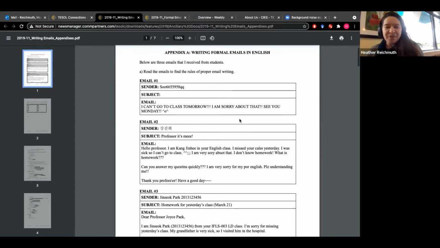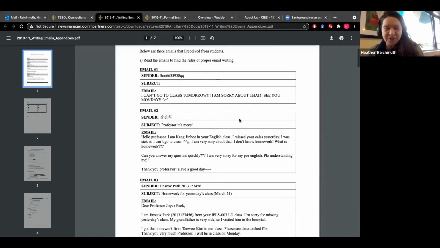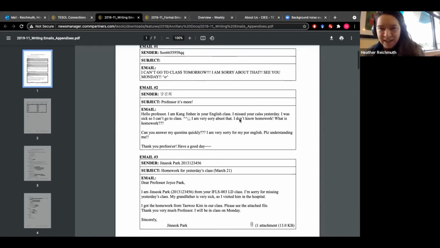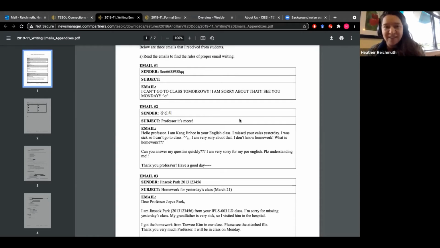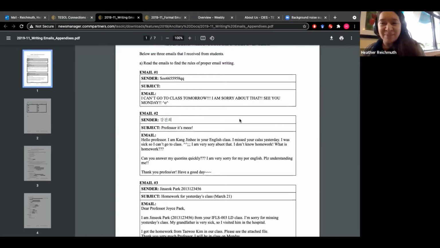So I would share these sample emails, and I'd have students partner up with two or three other students, depending on the size of the class, and give them some sample emails similar to ones that Joyce and I had both received in the past.